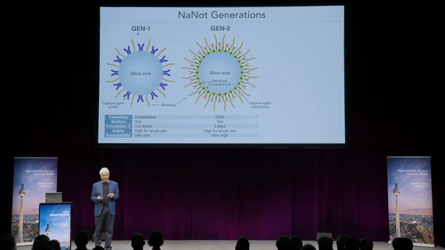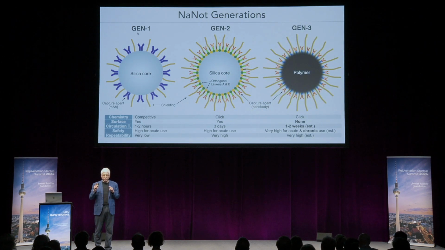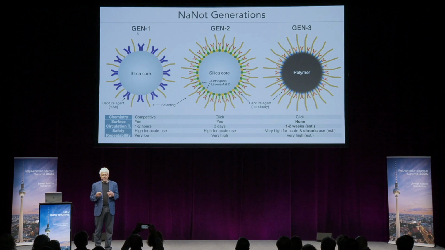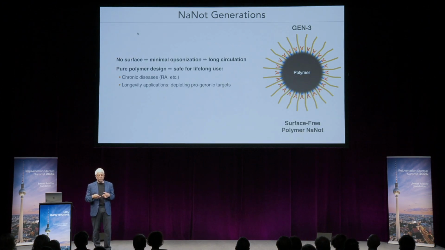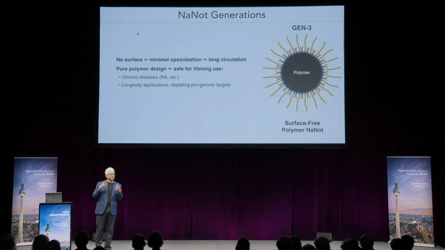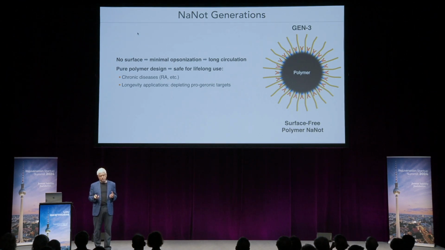The Gen 1 we've retired. However, in moving to Gen 3, we want something that has no silica, that has a very long circulation time, and has very high repeatability. So we're moving to a surface-free NaNot that's all polymer. The downside of a surface is opsonization. Opsonization is when the immune system tags something for removal. Get rid of the surface, you greatly reduce opsonization.